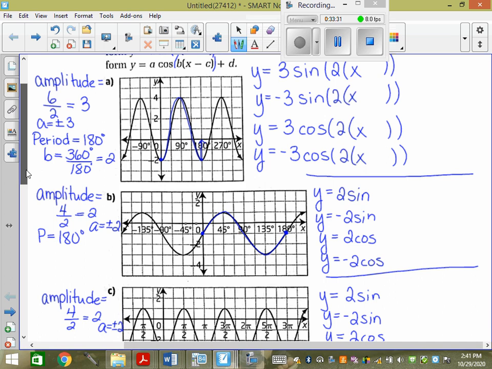So if the period's 180, my B is 2 again. I'm going to prove why: 360 divided by 180. My B is 2, which means I stretched it by 1/2. I'm shrinking it, right? My B is 2, it's a multiplication of 1/2. I'm actually going to have 2s for these ones as well.